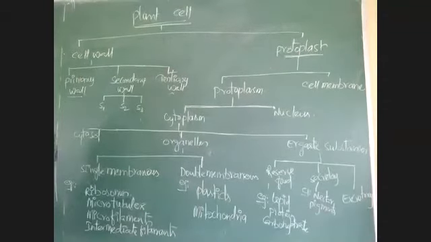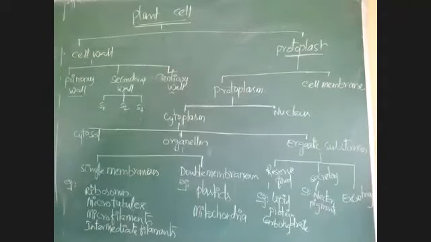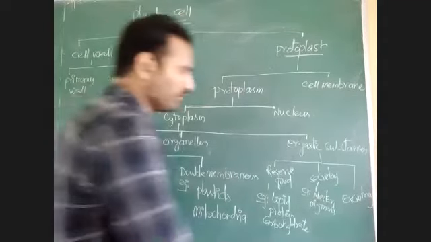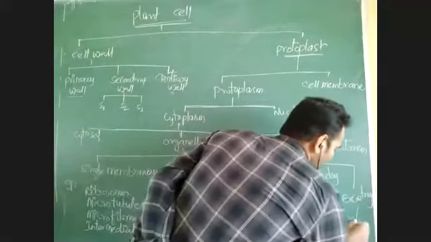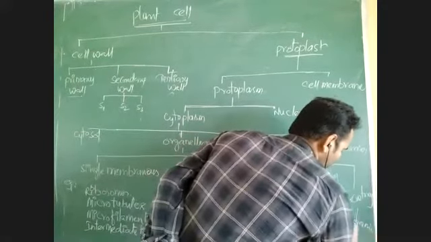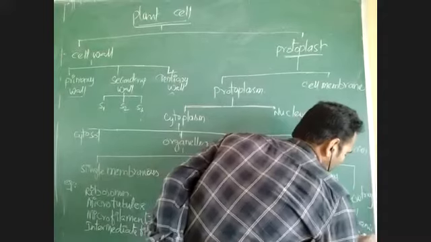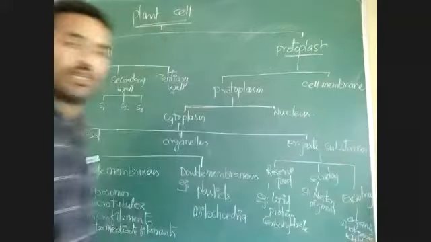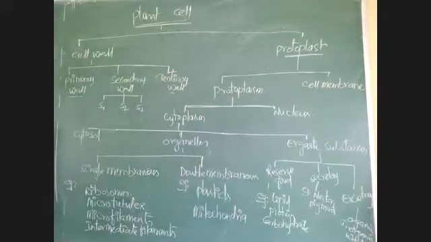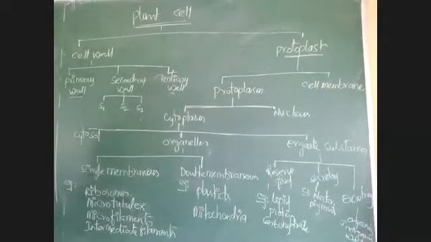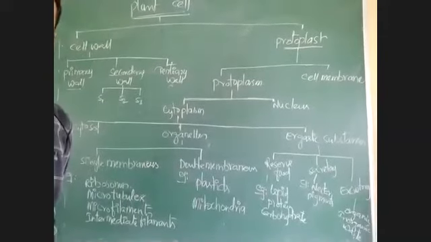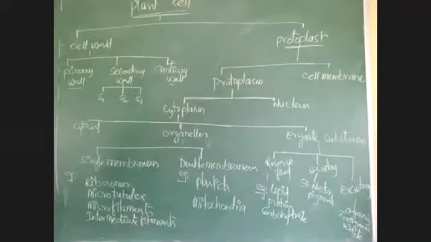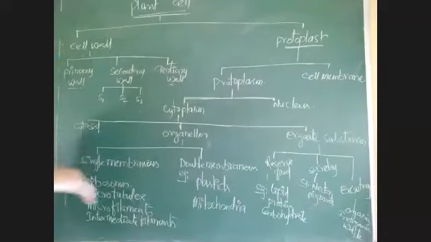Excretory means which are waste products. What is that waste? Organic and inorganic waste. The organic and inorganic waste are called excretory substances. These are the total cell contents. This is the total outline of the cell.